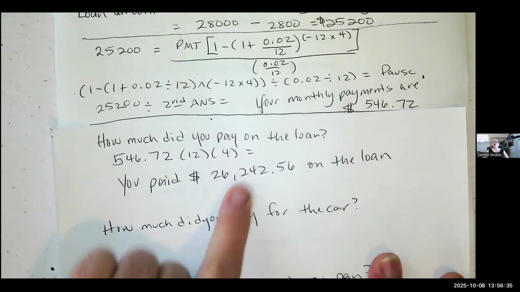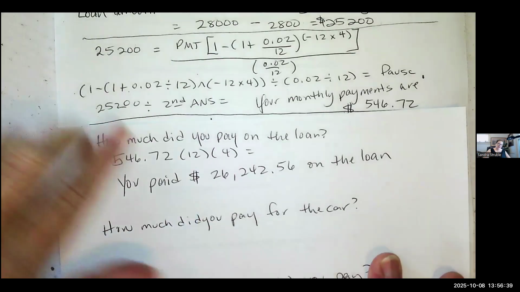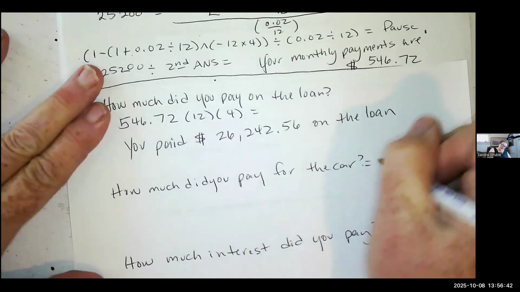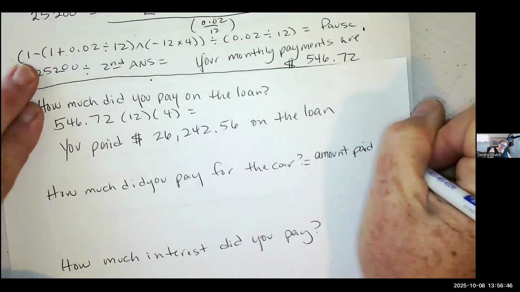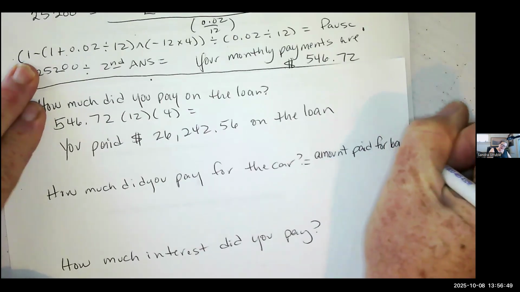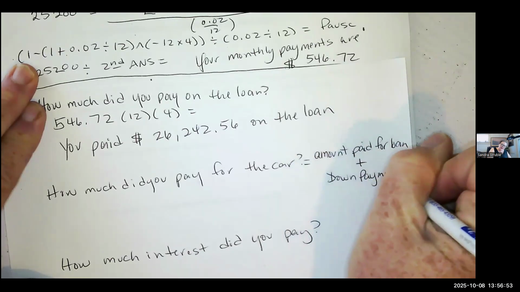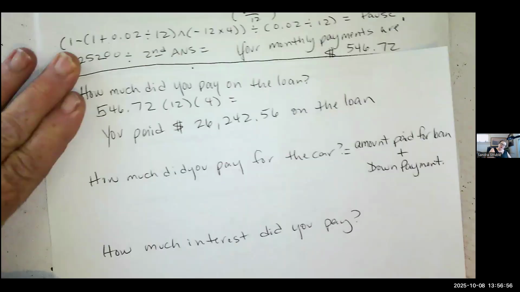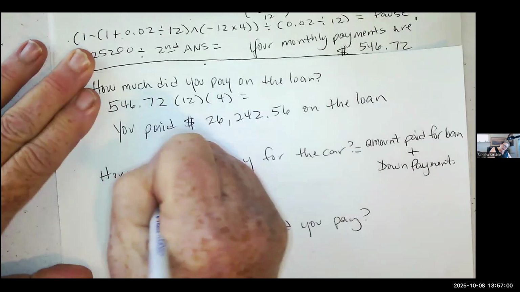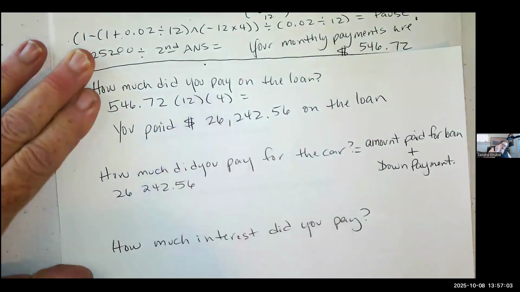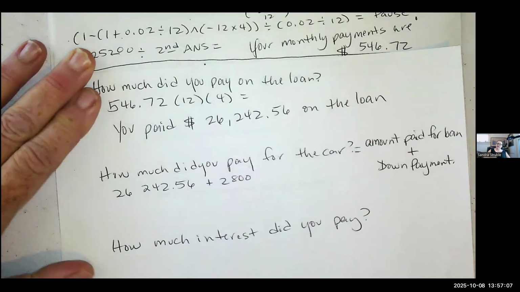How much did you pay for the car? The car is the amount you pay on a loan plus your down payment. Amount paid for loan plus your down payment. Not percent, the actual dollars. It's all about the dollars. So we paid, or you paid, $26,242.56 on your loan. Plus, you walked into that dealership and gave them $2,800, right?